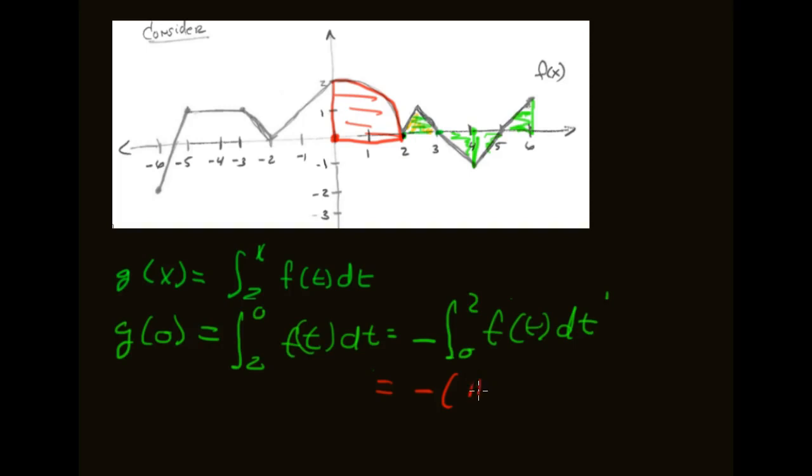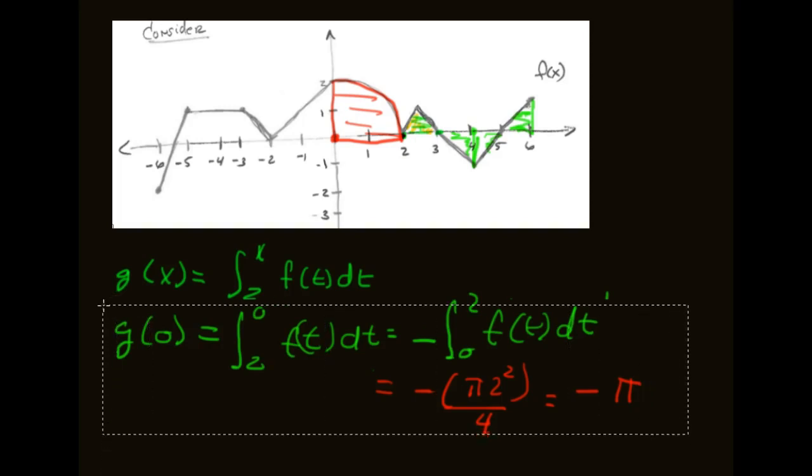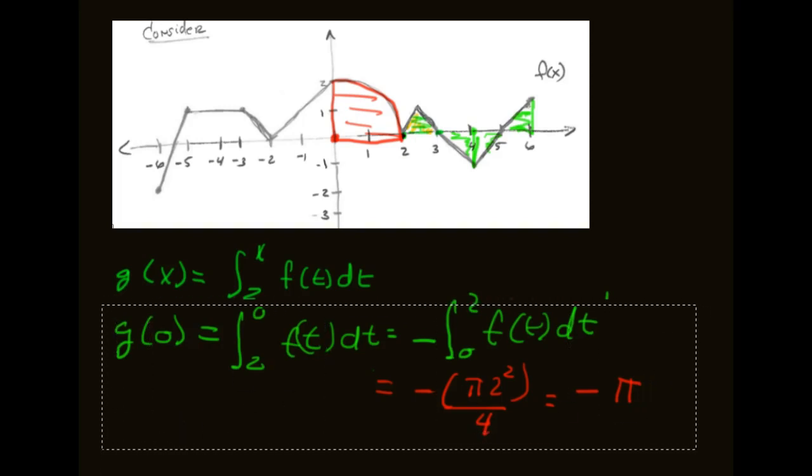So this is pi times 2 squared divided by 4, right? So this just means I get negative pi as g of 0. So that area is pi, but because I'm going to the left and not to the right, it's going to come up as negative pi. Alright, so let's try one big one here and see if I can't get an idea of how to do this with a little bit larger scale picture here.